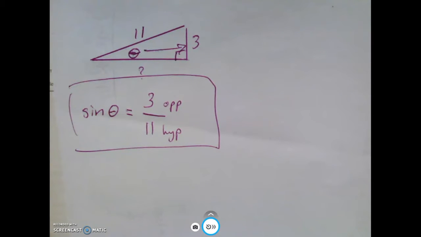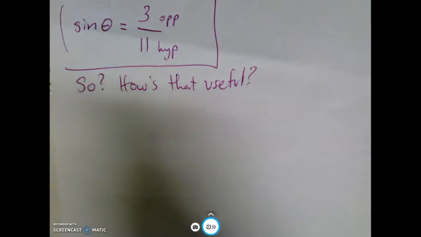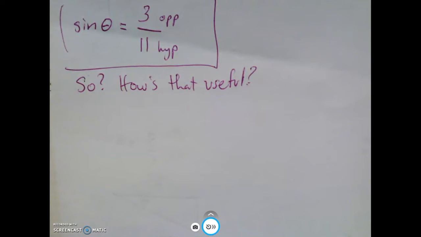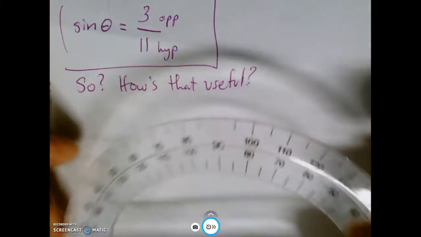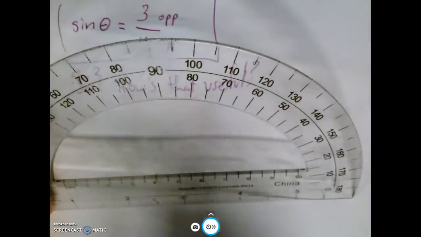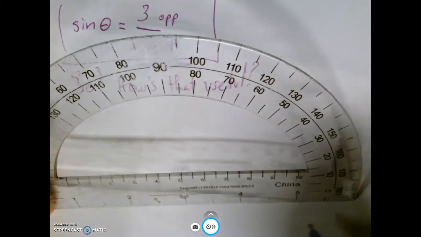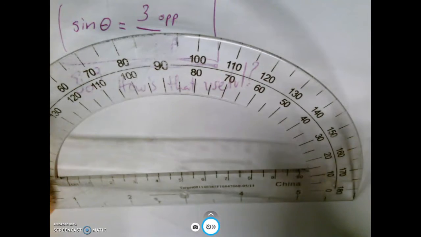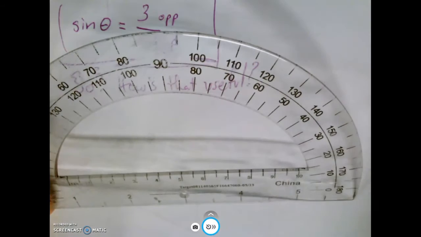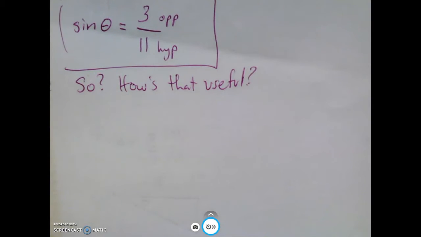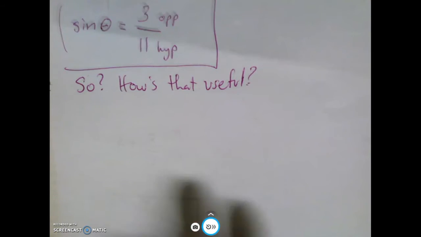All right, so now your question is, how's that useful? Well, this doesn't tell us what the angle is, but it tells us that ratio, and there's only one triangle that has that ratio. So what I could do is use my protractor and draw a really accurate triangle, with a very accurate 3 inches and then 11 inches, and then try to measure the angle very accurately. Or reverse that: I could start with a bunch of triangles that I knew the angles for and then measure the sides to find out. And someone did that back in the day.